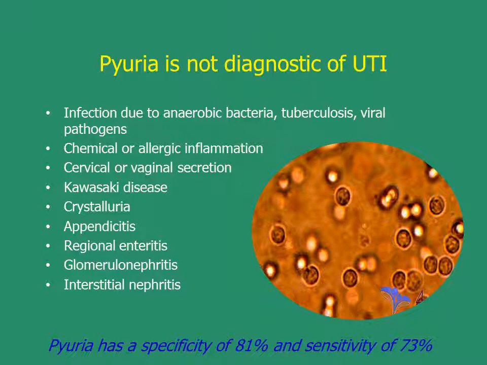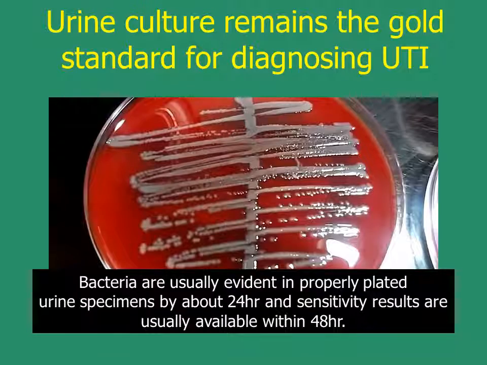Conversely, the absence of pyuria on a single specimen does not rule out UTI. Serial urinalysis in patients with UTI eventually shows pyuria. Urine culture remains the gold standard for diagnosing UTI.